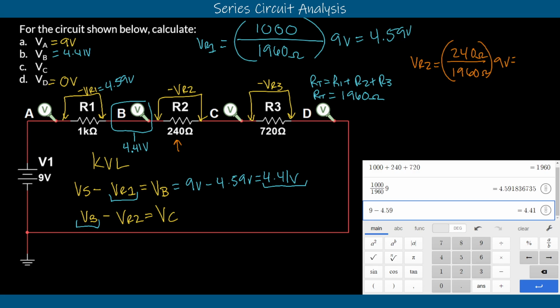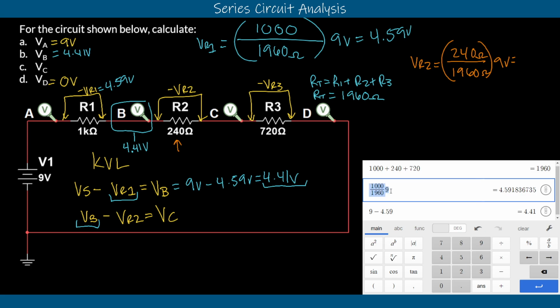We can even use the same setup that we did in this previous one because our resistance on the bottom did not change and our voltage did not change. So as long as we just swap out the value of our R1 resistor here, we'll be able to solve for that. So we'll put 240 here instead of 1000. Gives us 1.1 volts. That is the voltage drop across R2. VR2 equal to 1.1 volts.